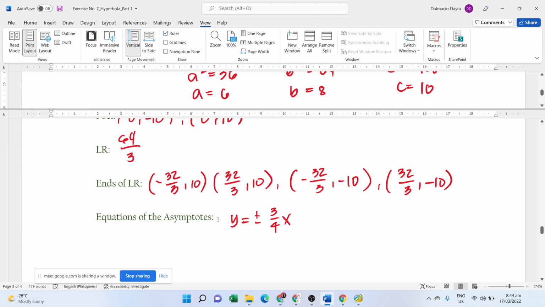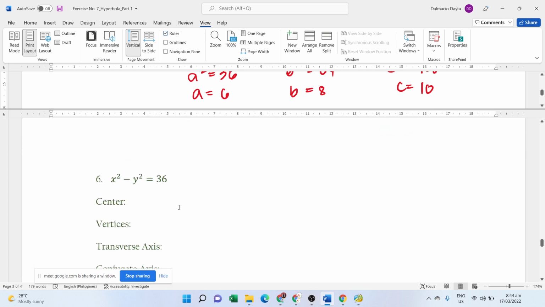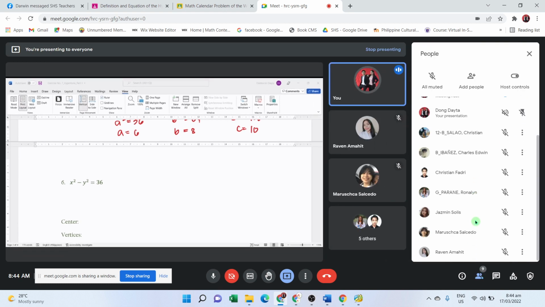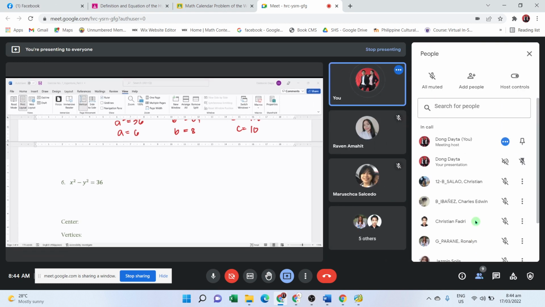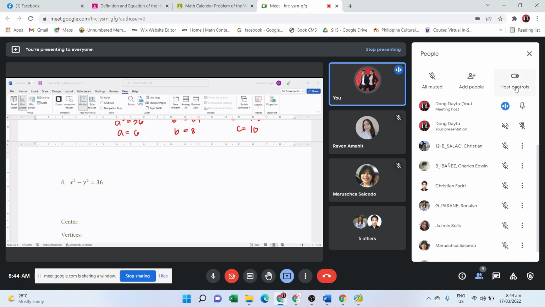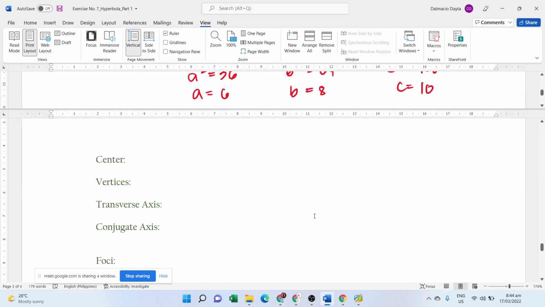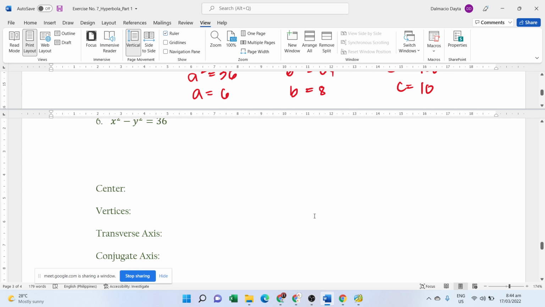So we will not graph this anymore, no? Nakita na natin yan eh. Last number, number 6. For number 6, somebody raised his hand or her hand. Sino yan? Yes, Padre. Would you like to dictate your answer or do you have any question? Dictate po ng answer. Okay.